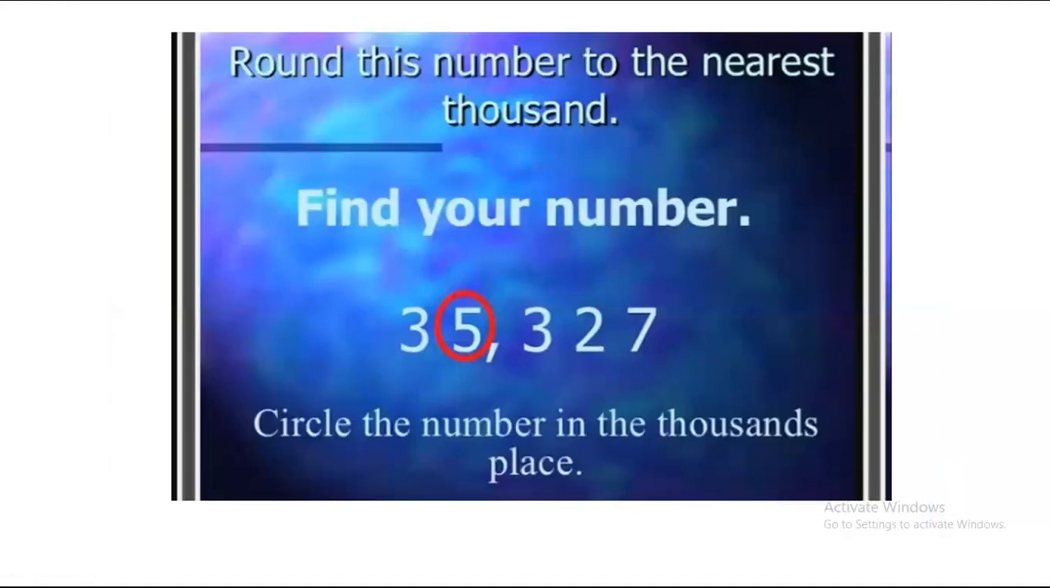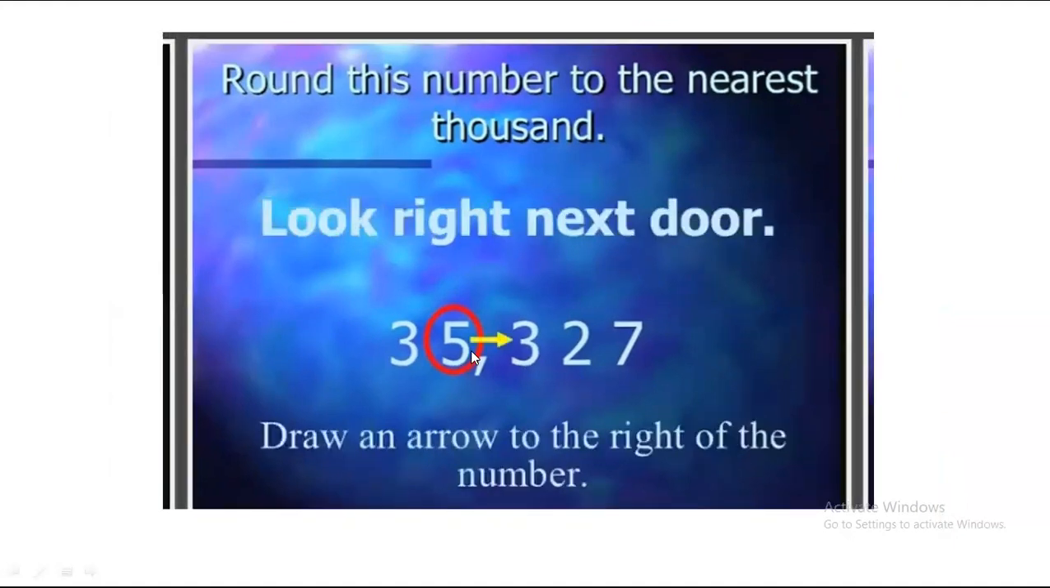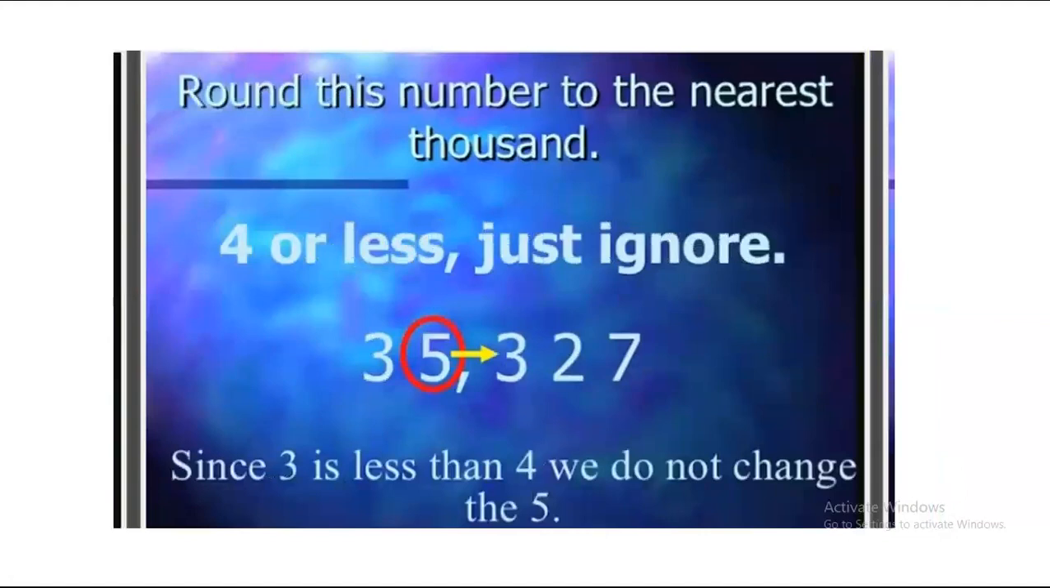Okay. Let's look at another example. Round this number to the nearest thousand. Find your number. Circle the number in the place of thousands: units, tens, hundreds, thousands. You need to look right next door. You need to draw an arrow to the next number on the right. 4 or less, just ignore. Since 3 is less than 4, we do not change the 5. If it had been greater than 4, that is 5 or more, then you would have increased it.